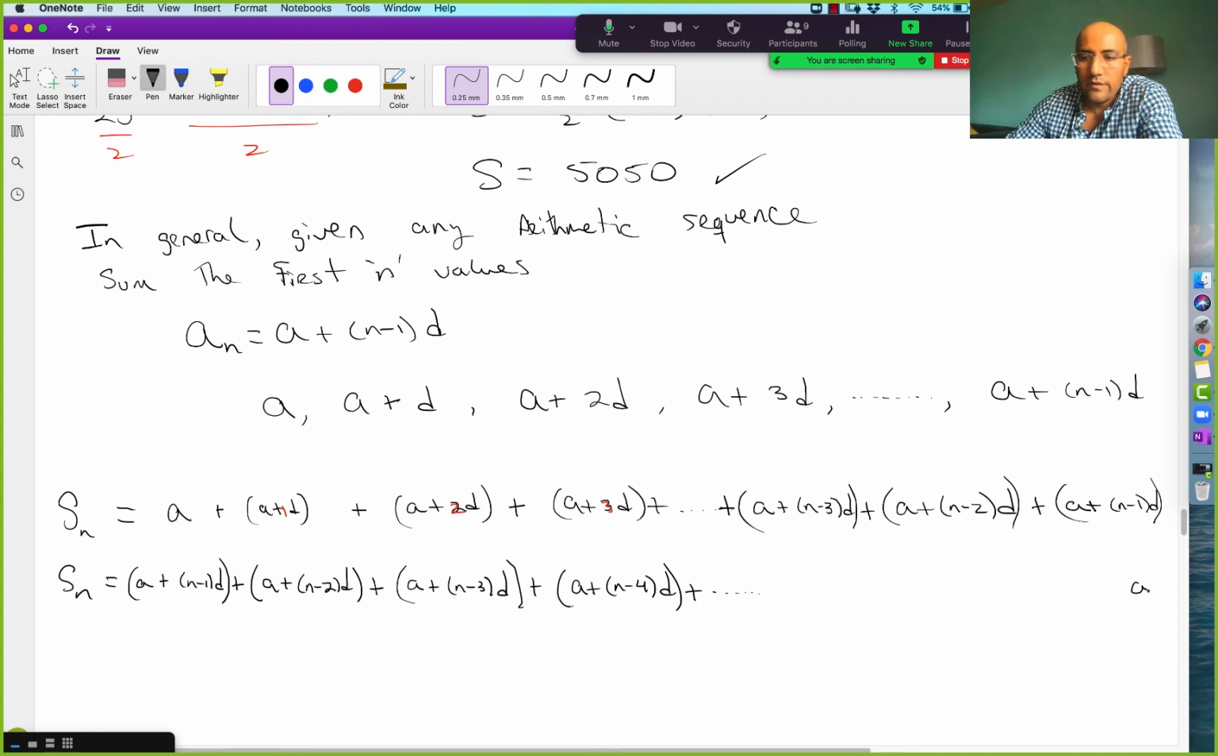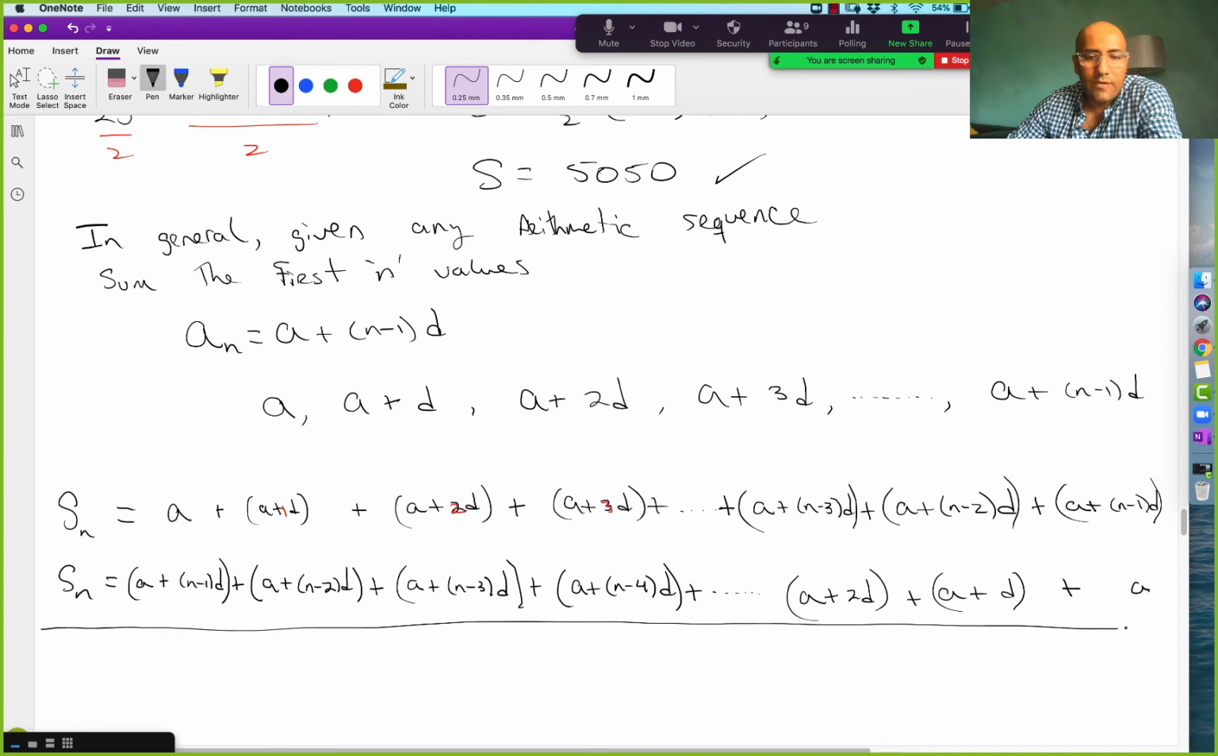Okay, going in this direction, that last one would have been a. And the one that came right before the very last one would be a plus d. And the one that came right before that would have been a plus 2d. Good. Okay, so now following the same pattern as before, we're going to add all of these up. And so I end up with twice as many as the s sub n's as I want, the sum of the first n values. So I add them up, and I get that.